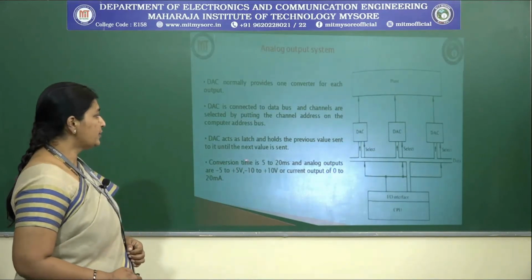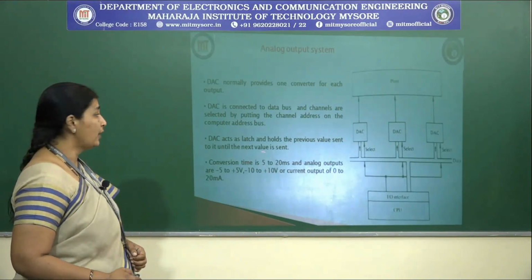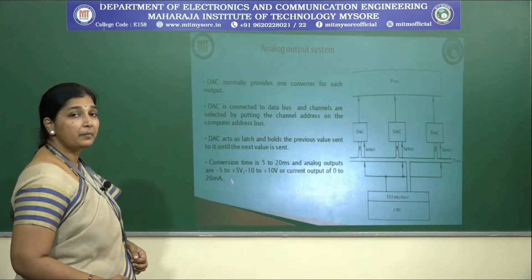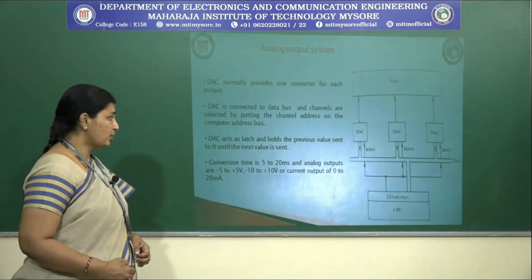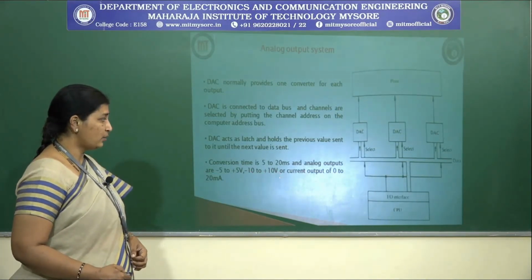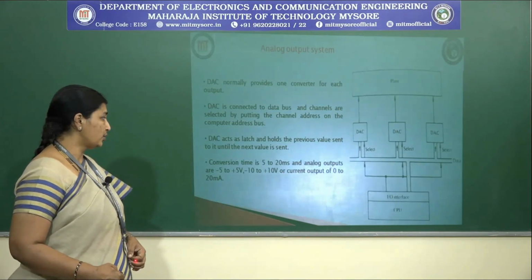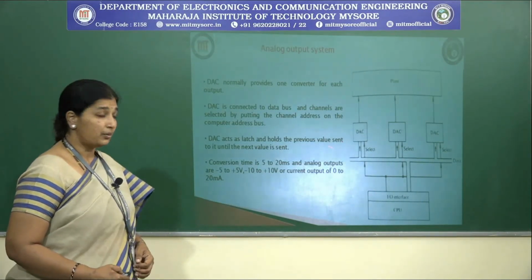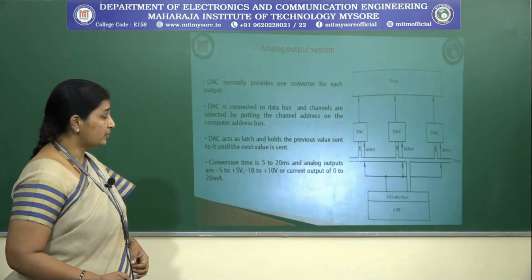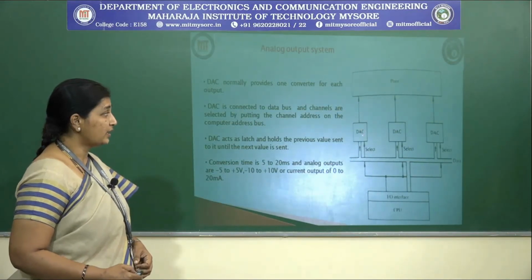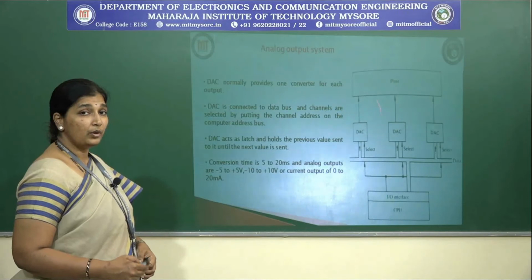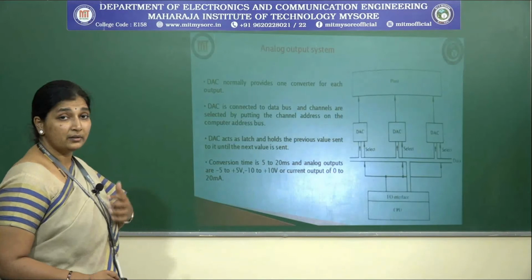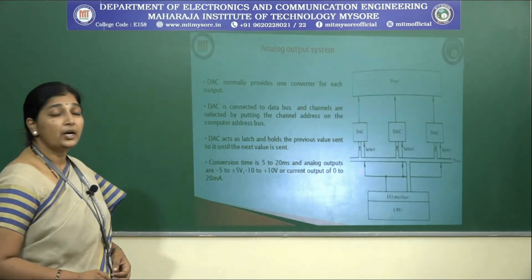Okay. So conversion time is about 5 to 20 milliseconds, and the analog output is -5 to +5, or -10 to +10 volts, or a current output of 0 to 20 milliamperes. So these are the values in which you are going to get the digital out. The zeros and ones here will be converted into voltage levels between -5 to +5, -10 to +10, and the current variation will be between 0 to 20 milliamps.